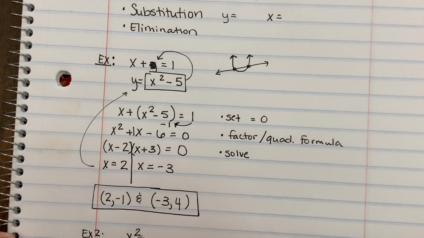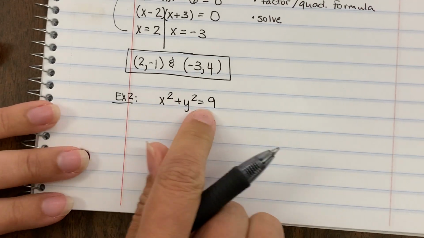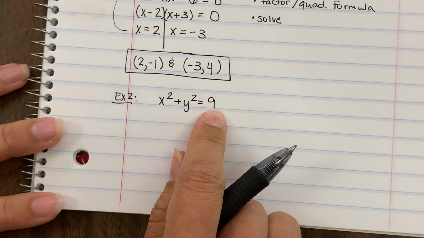is x squared plus y squared equals 9, and that is a circle. Let me slide that up so you can see it. That is a circle if I were to graph it, with a radius of 3.